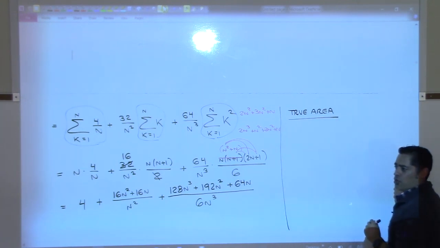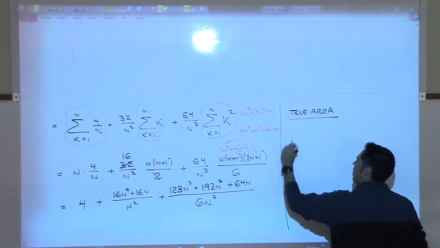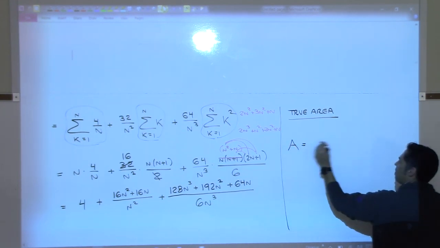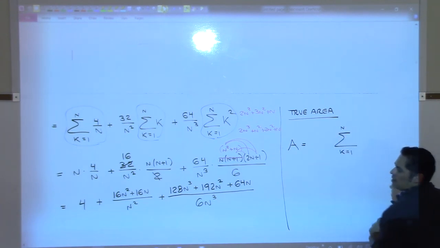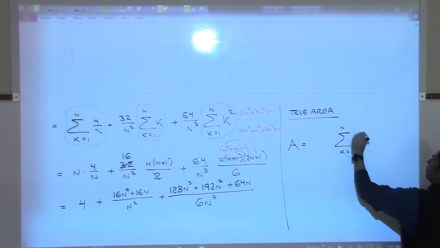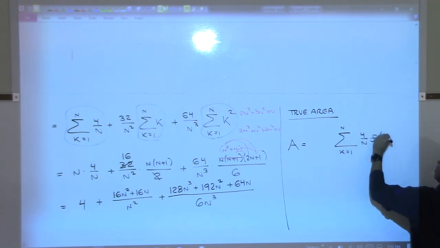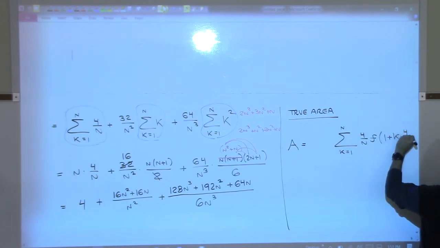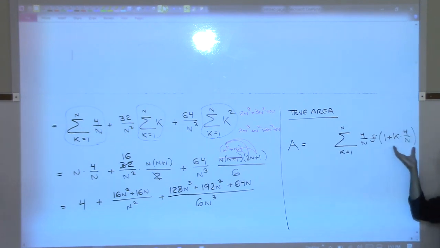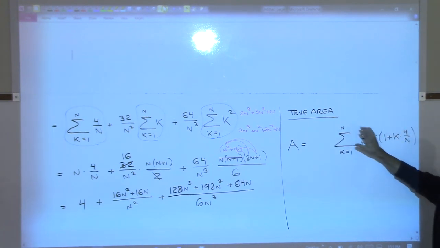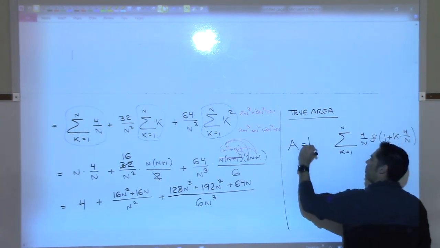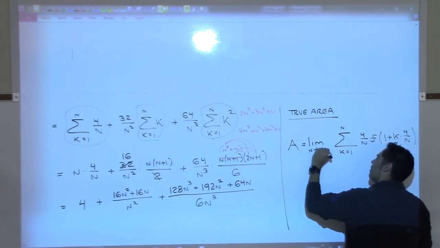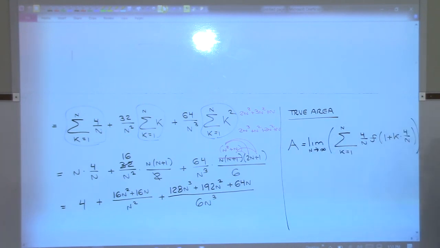The true area should be A equals, now I'm going to leave a space here in front, sum k equals 1 to n of what we had before, 4 over n f of 1 plus k times 4 over n. That was where we kind of started everything off, didn't we? We want to find this, but when we're all done, we're going to let n go to infinity, right? So I'm just going to put in here in front limit n goes to infinity of this. Okay?